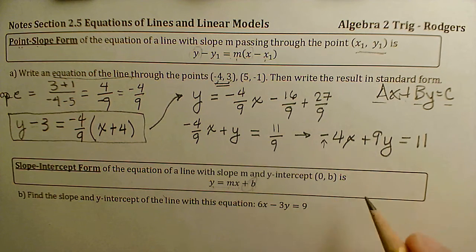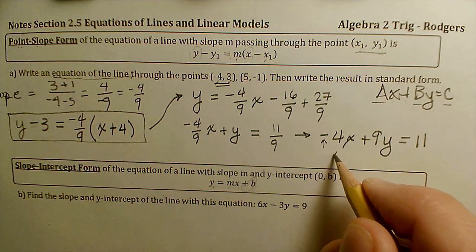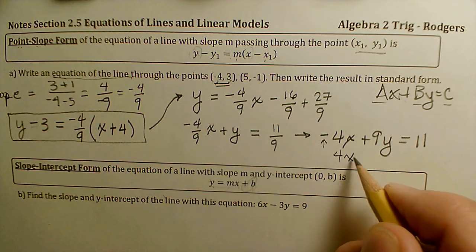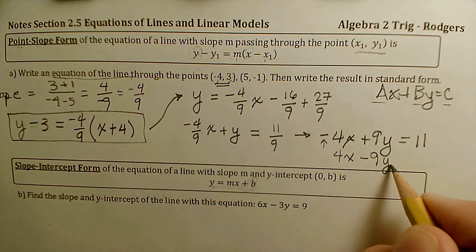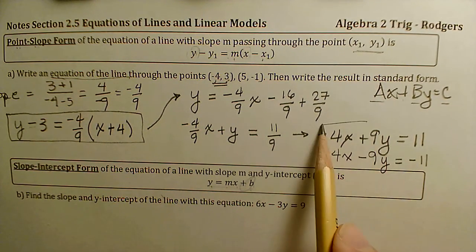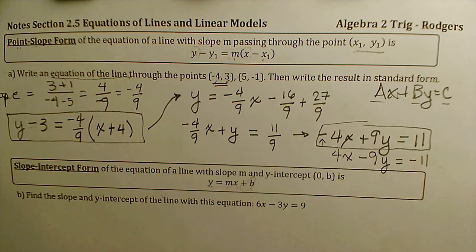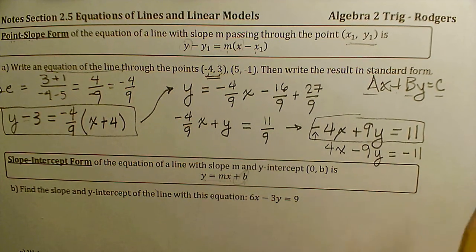I mean, if you wanted to, we could certainly multiply through by a negative 9, and that would have given us 4x minus 9y equals negative 11. But this one's perfectly acceptable. There's nothing wrong with A being a negative. Okay. So that is standard form.